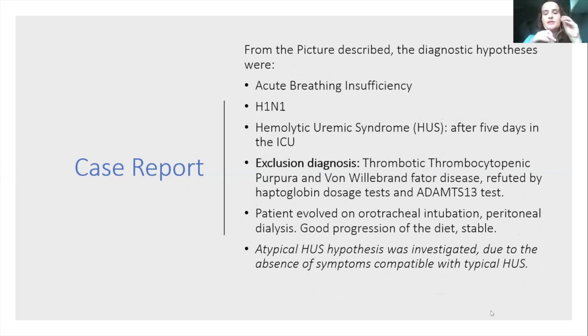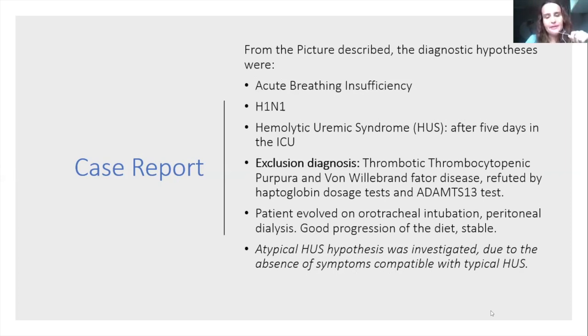There were some excluded diagnoses, like thrombotic thrombocytopenic purpura and von Willebrand factor disease. The TTP is also a microangiopathy initiated by the metalloprotease ADAMTS13 deficiency. So the test came normal, so there was exclusion. And the von Willebrand was refuted by the haptoglobin dosage. The patient evolved with orotracheal intubation and peritoneal dialysis with reproduction, and it was stable.